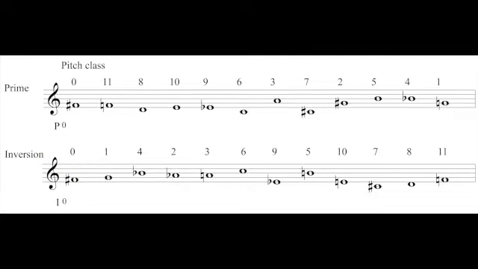Next is inversion. Inversion moves in symmetrical motion from the prime. Think of it as flipping upside down. In prime, the first pitch F sharp moves 1 semitone down, then 3 semitones down. So in inversion, it'll move 1 semitone up, then 3 semitones up, and so on.